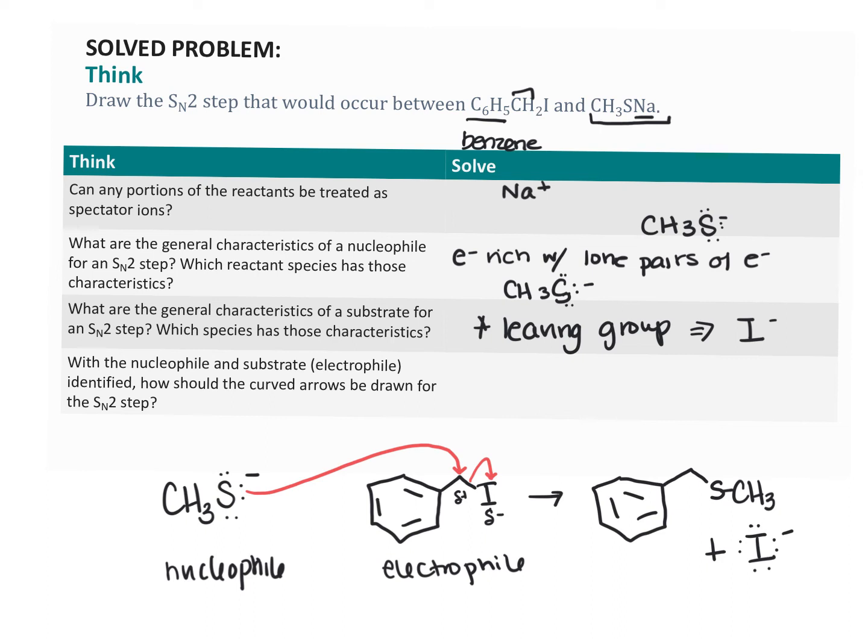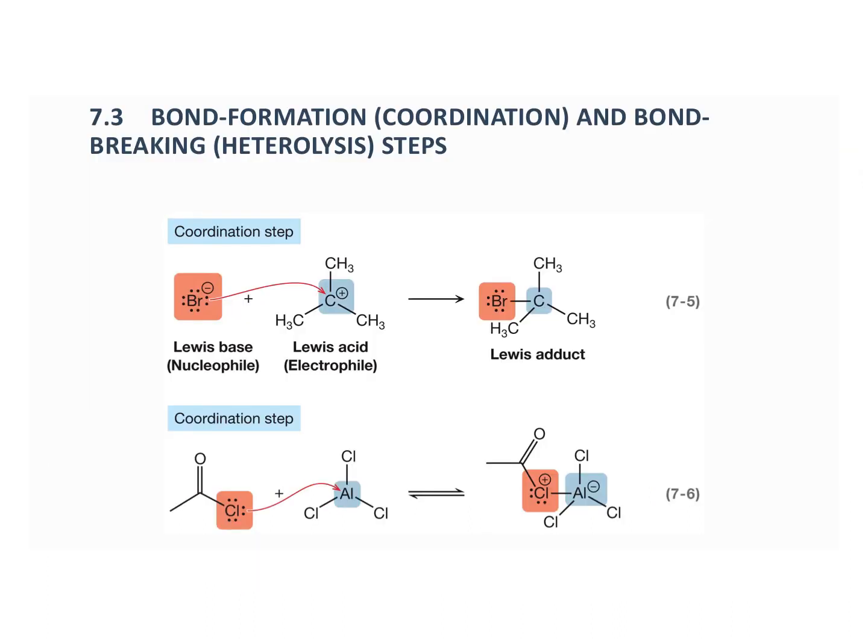Now, let's talk about more mechanisms. The proton transfer and the SN2 steps have a bond that is formed and a separate bond that's broken simultaneously. Bond formation and bond breaking can occur as independent steps though. And so one of those independent steps is a coordination step. In a coordination step, right, a bond is formed.